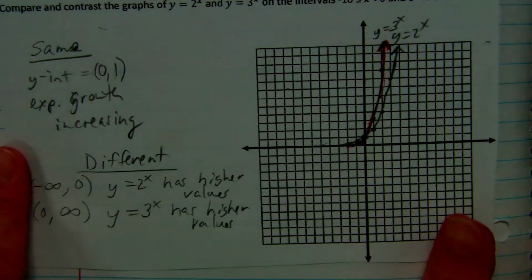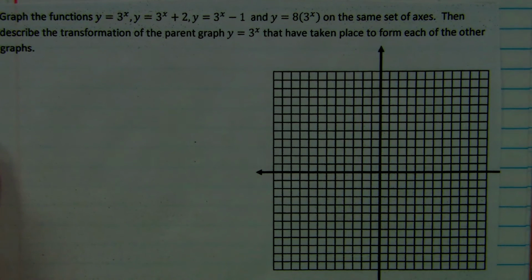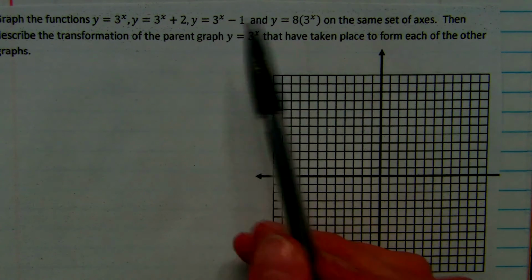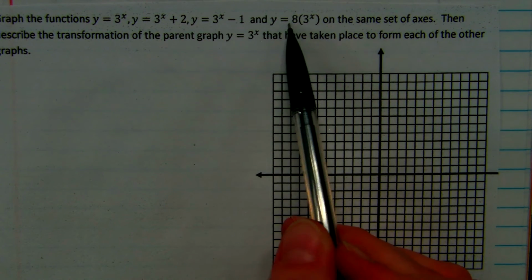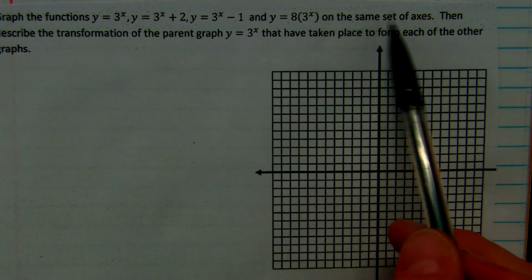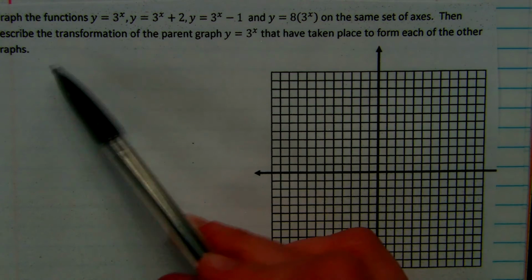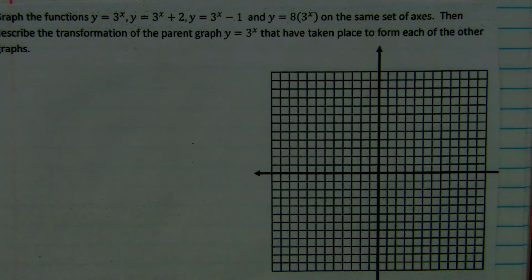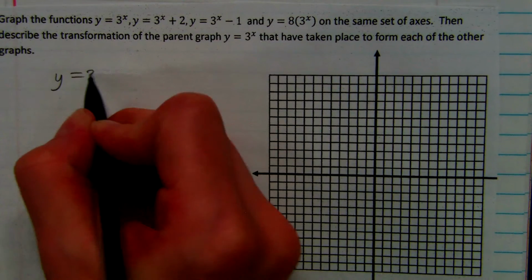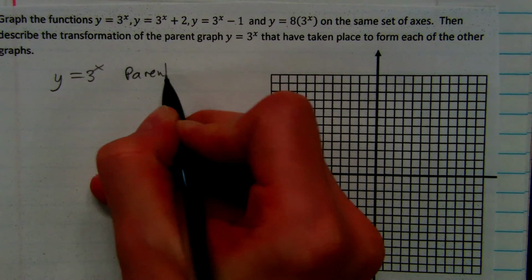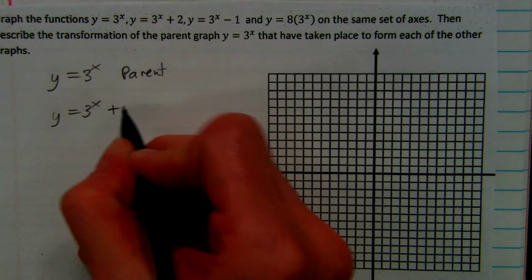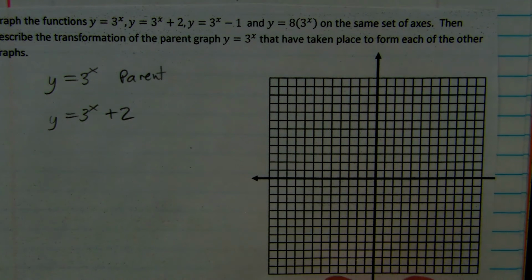So let's go to the third example. There's a whole bunch of functions. So we're going to have 3 to the x, 3 to the x plus 2, 3 to the x minus 1, and 8 times 3 to the x on the same set of axes. And then we'll talk about the transformations. Now we've actually done function transformations quite a bit. So if y equals 3 to the x, we consider to be the parent. Let's try to do some of this before we graph. So if I have y equals 3 to the x and a plus 2 on the end, what do you predict is going to happen?